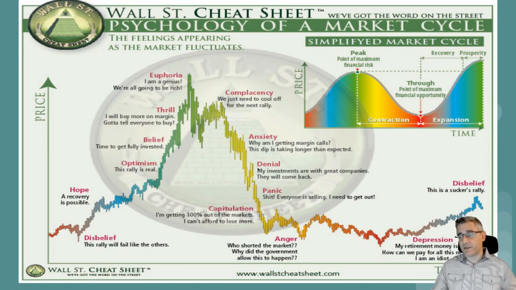People start to lie to themselves. They say, I'm in good companies. I have all great coins. They're all going to come back. I'll just hold on and everything's going to be fine. And when it doesn't, it leads to panic. Everybody sells. And then capitulation. People get 100% out of the markets, they can't afford to lose any more money, and they sell everything.